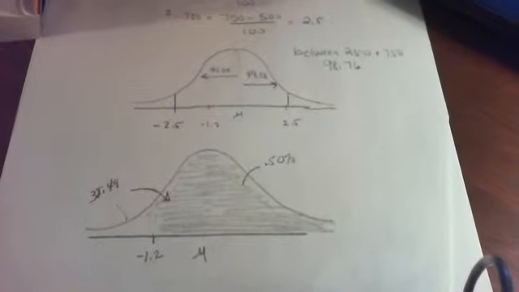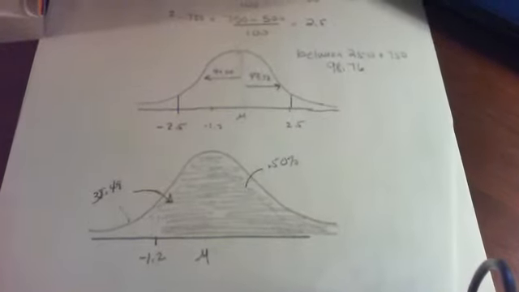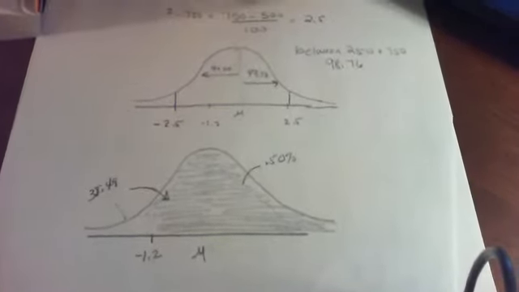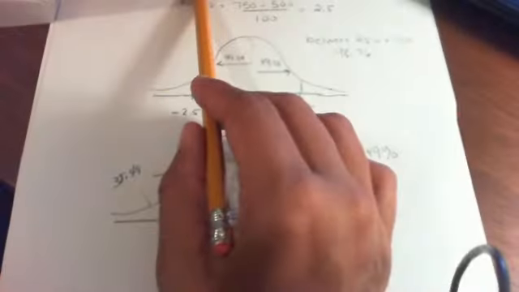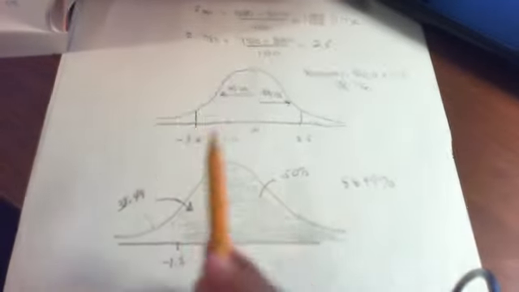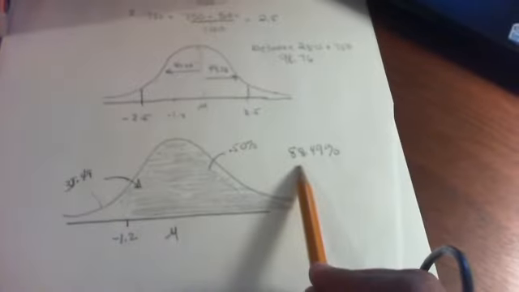All right, if I add the two, I come up with 50 plus 38.49, which is equal to 88.49%. So for a score of 380 on this particular IQ test, the number of people who scored above a 380 would be 88.49%.